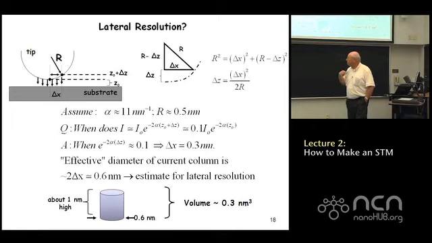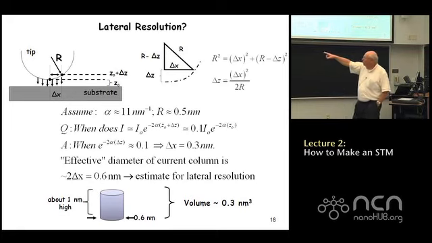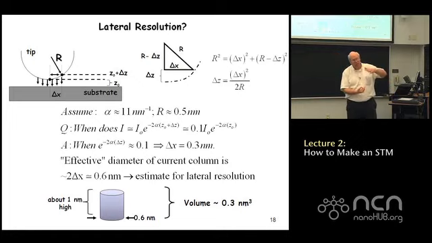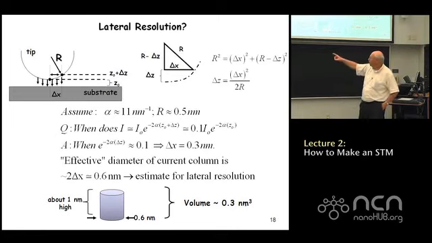You can base it on this simple geometric estimate. That means that for all intents and purposes, the current is confined to a cylinder which has a diameter of about 0.6 nanometers. The height of the cylinder is the distance between the tip and the substrate. That's on the order of 1 nanometer, right? So the total current is confined to a volume of about 0.3 nanometers cubed.